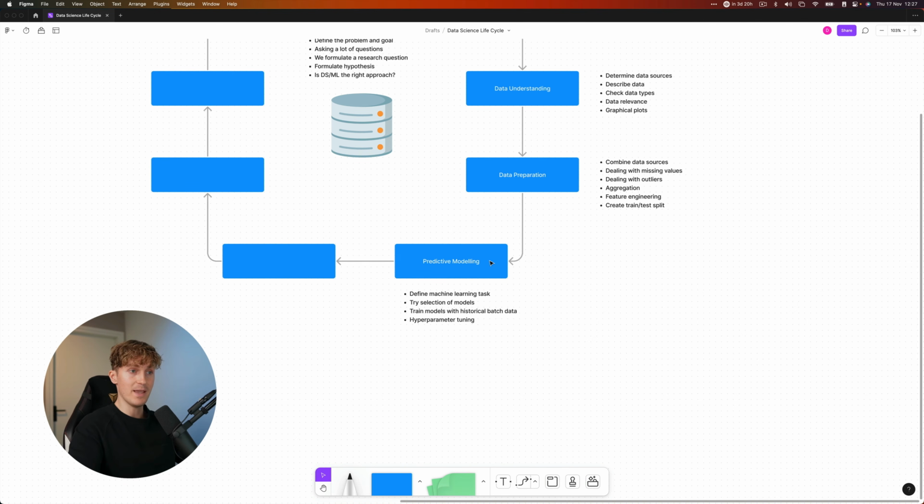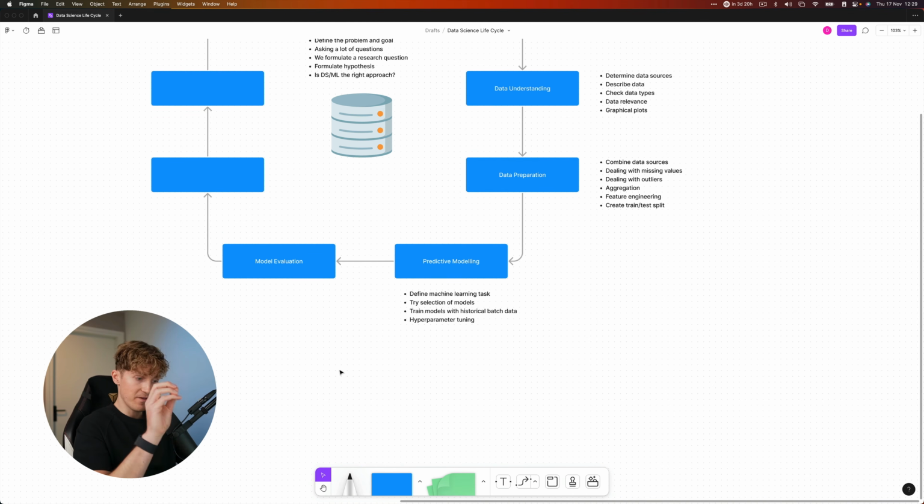But for now, this basically sums up the predictive modeling part. So this is where you actually get hands-on with machine learning and try and experiment with different models and your data and see what kind of scores, what kind of metrics you can achieve. And talking about metrics, that brings us to the next phase, which is model evaluation.